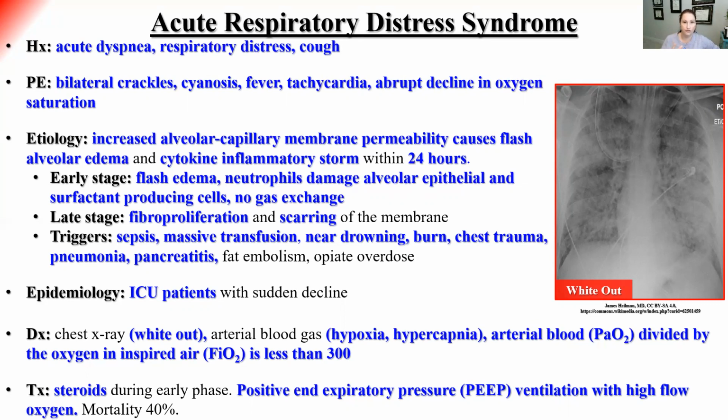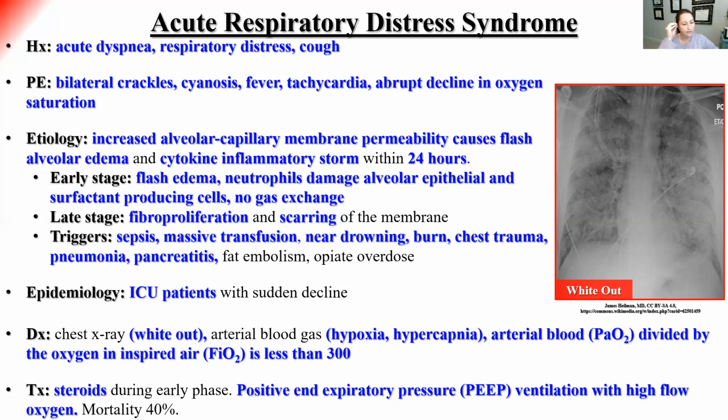There are two stages for ARDS. The early stage is when you get this flash pulmonary edema. The neutrophils come in and they damage the alveolar epithelial cells and the surfactant producing cells. And this leads to no gas exchange. That's why you see that drop off in the oxygen saturation. Then in the later stages, you get this fibroproliferation and scarring of that membrane. So that increases the difficulty in gas exchange.